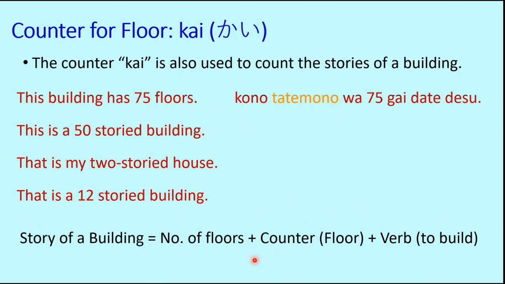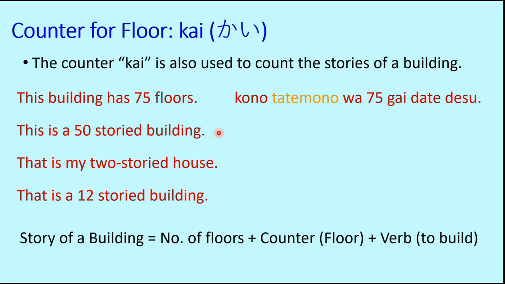Kono tatemono wa nana go gai date desu. This building has 75 floors. Kono tatemono, this building. Tatemono is for building. Wa nana go gai date desu. So this is story. This building has 75 floors.